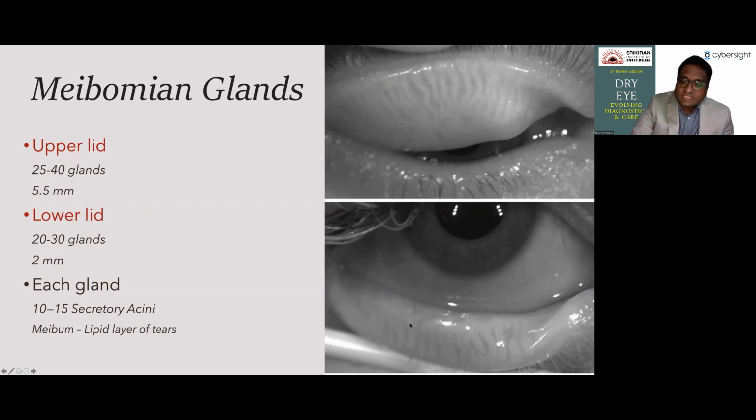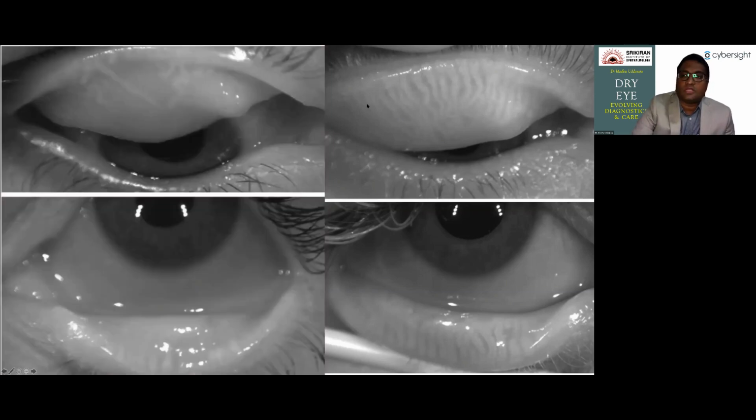So each gland, again, if you see carefully, they have these dot-like things called the secretory acini, which secrete the meibum that form the lipid layer of the tears. So this is how the normal upper lid and lower lid look, the meibomian glands. And here you can clearly see the meibomian gland dropout in both upper lid and lower lid.